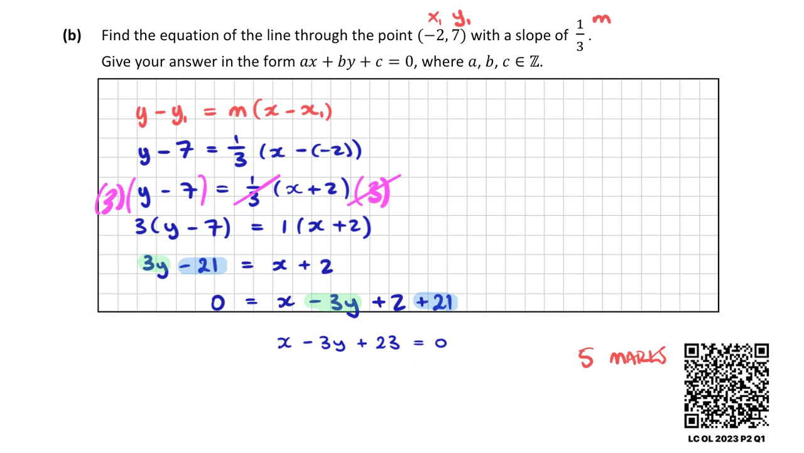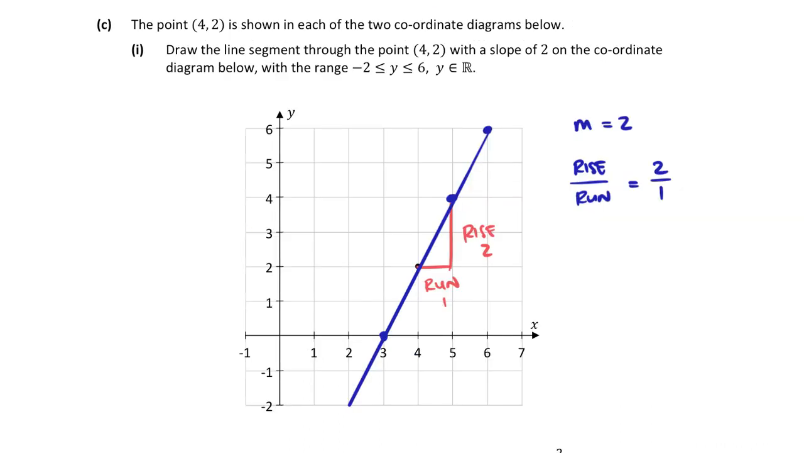That brings us on to the last part, which is part C. It says the point (4, 2) is shown in each of the 2 coordinate diagrams below. Part 1. Draw the line segment through point (4, 2) with a slope of 2 on the coordinate diagram below with a range of minus 2 is less than or equal to y, which is less than or equal to 6, where y is an element of R. So real numbers just means that it includes everything, decimals, fractions, percent, everything, right? Between minus 2 and 6.